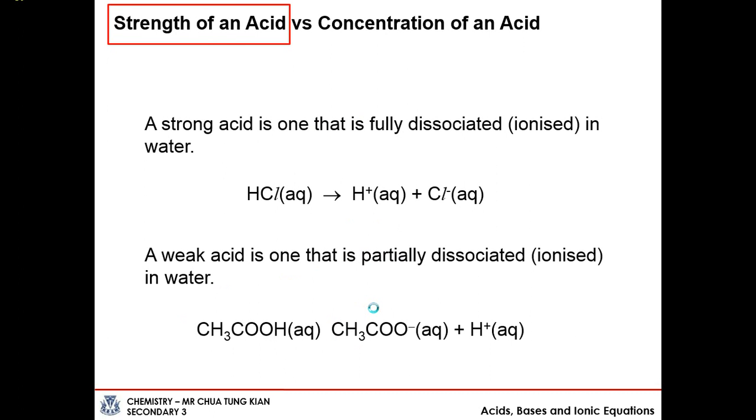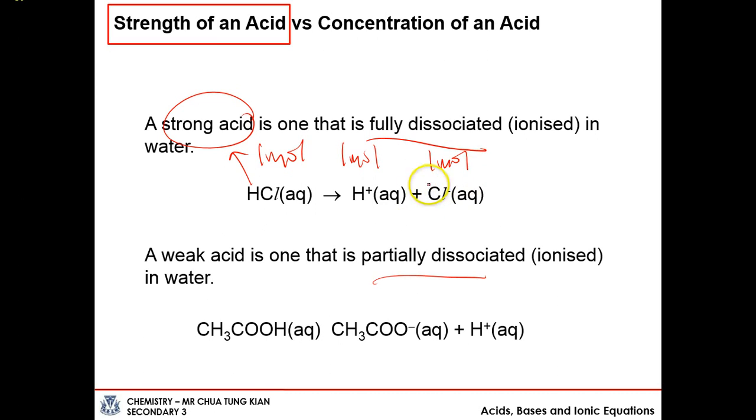Now, let's move on to an area which is often confused by many people, the strength of an acid versus the concentration of an acid. So, take note, these two terms are not the same. The strength refers to how much it is dissociated. So, for example, HCl I would say is a strong acid because it is fully dissociated. So, if I have 1 mole of HCl, at the end of the day, I will have 1 mole of H plus and 1 mole of Cl minus.